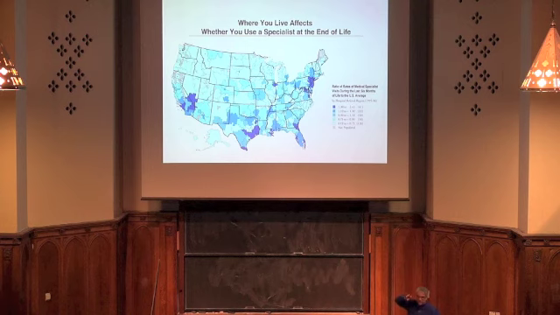These are hospital referral regions. These are catchment areas for particular sets of healthcare providers. And then they measure things about those areas and how they vary from place to place. So this slide shows that where you live affects whether you use a specialist at the end of life. And this shows the ratio of rates of medical specialist visits during the last 6 months of life compared to the United States average.